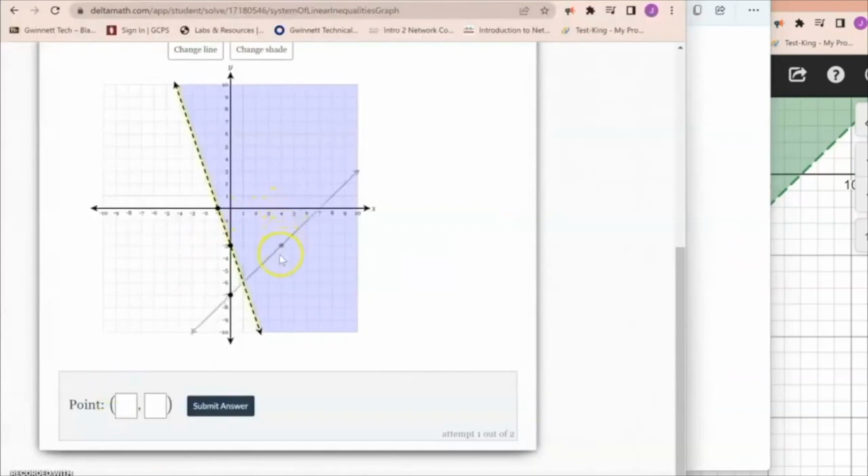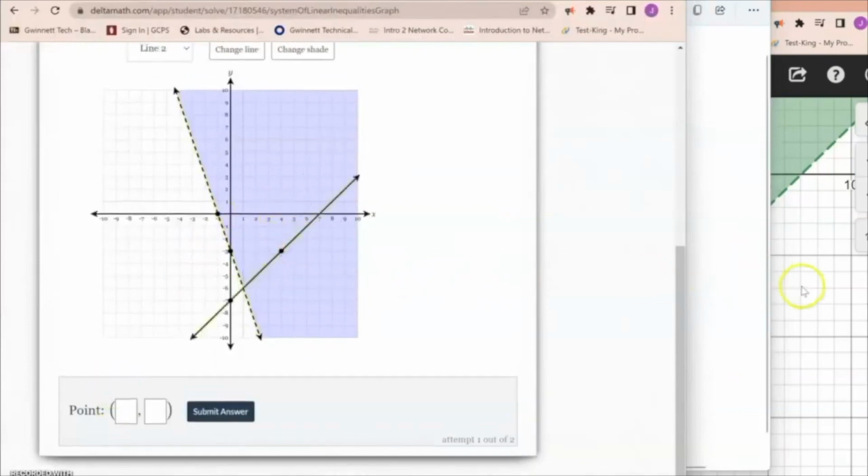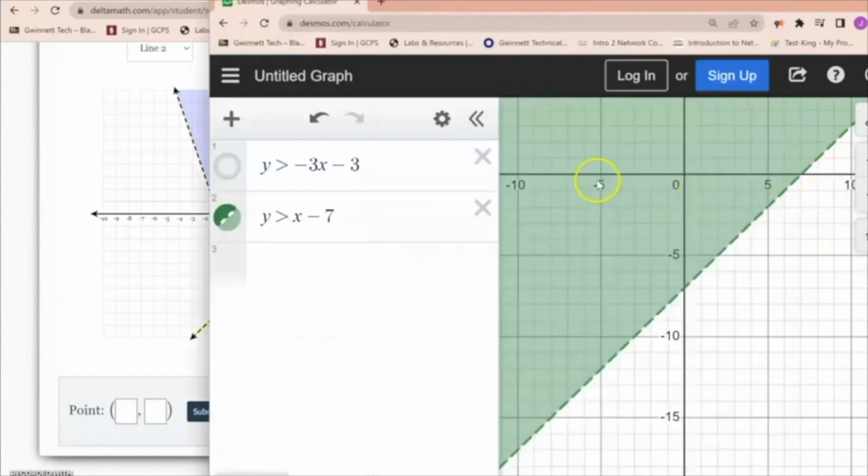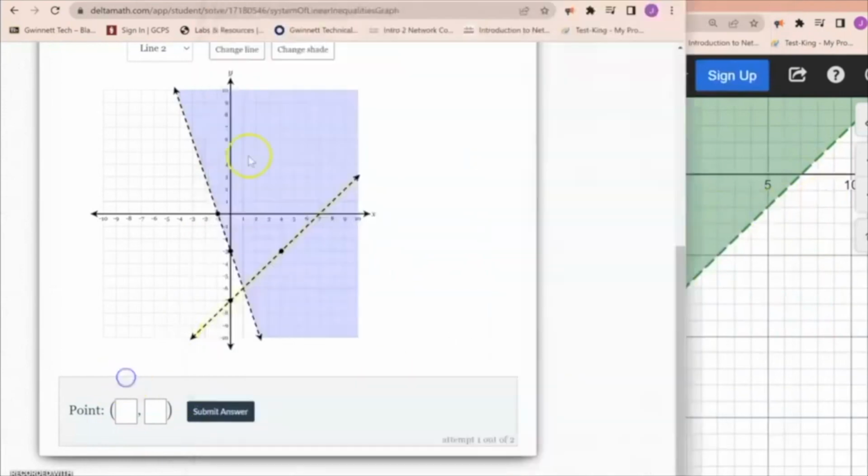All right, and again, make sure your line looks the same. I can see mine is dotted, so that needs to be dotted. And then my shade is on the left, or on the top, however you want to say that. So change your shade to the top.